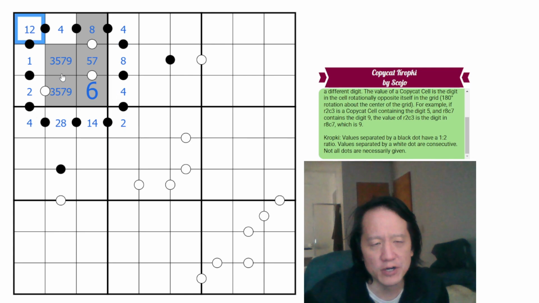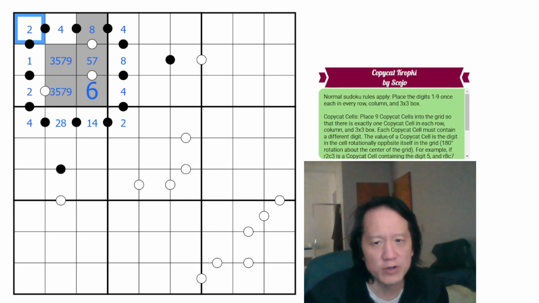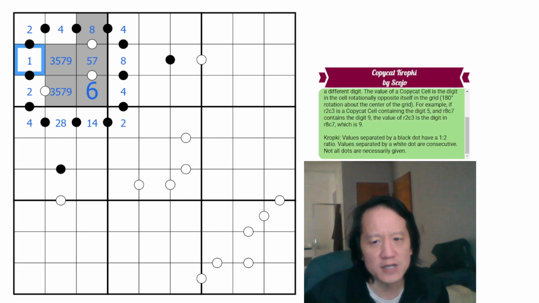If this is 1, then we have 2 and 2. But then you would have to have 4 and 4, which is not allowed because one of them has to be 8. And you would have to have 2 copycats in the box, which is not allowed because we only have 1 copycat per box, 3x3 box. So therefore, this has to be 1, which makes this 4, which makes that 8. This is not the copycat. This is not the copycat.